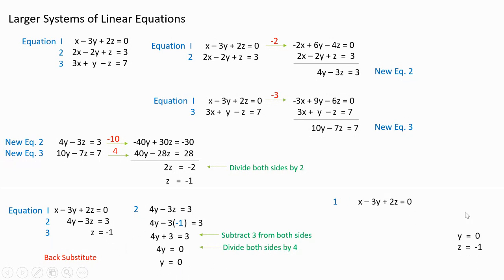Now I have y and z, so I'm going to plug in both values into equation 1 and solve for x. So y is 0 and z is -1. This will give us x minus 2 equals 0. We add 2 to both sides. So that's my solution. So my solution is x equals 2, y equals 0, and z equals -1.